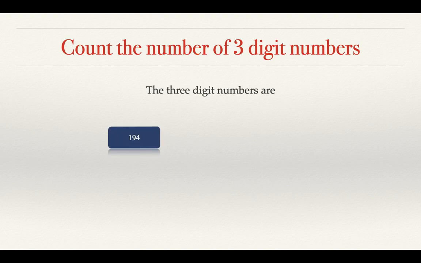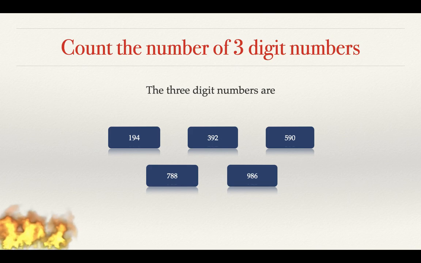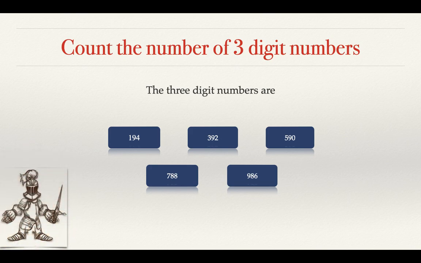Now we are almost done. Now we have to just count the number of 3-digit numbers, which are 194, 392, 590, 788 and 986, because when we take k as 6, it's exceeding 3-digit numbers. So that's all. This problem was very easy and very interesting and it's quite easily done. Thank you.